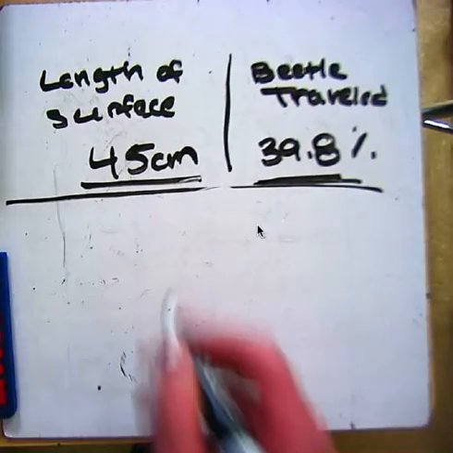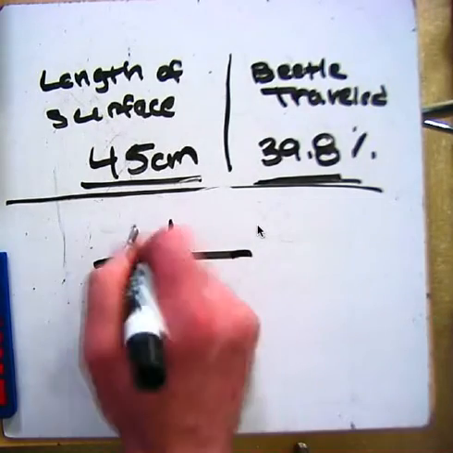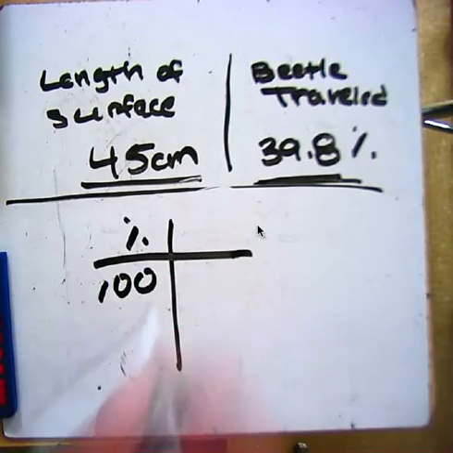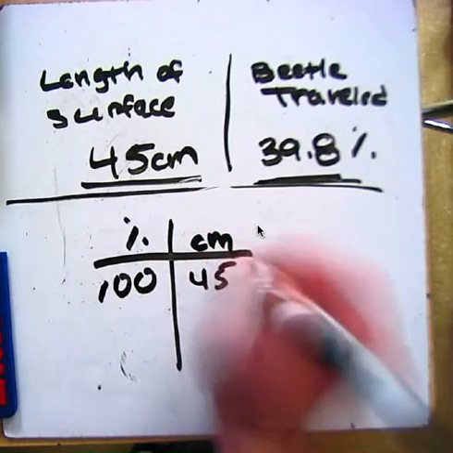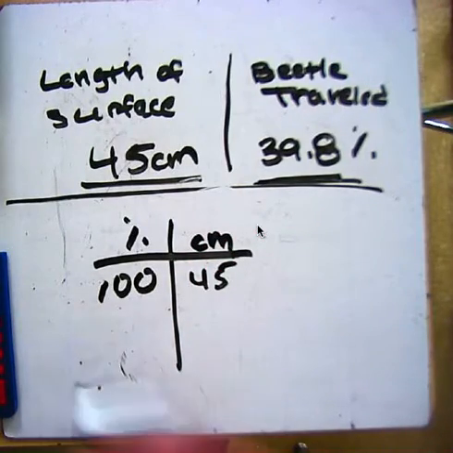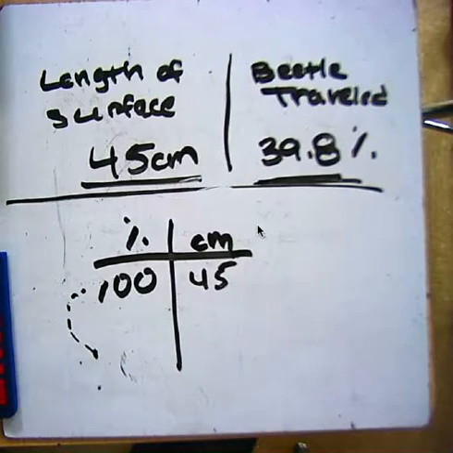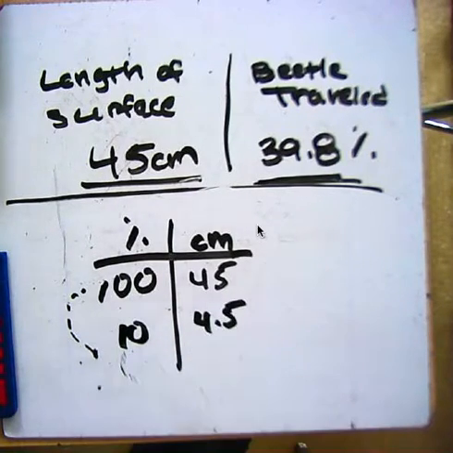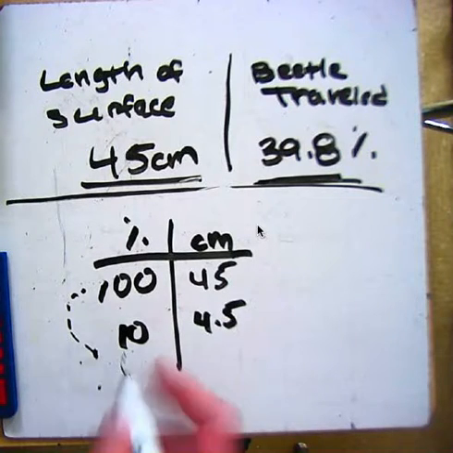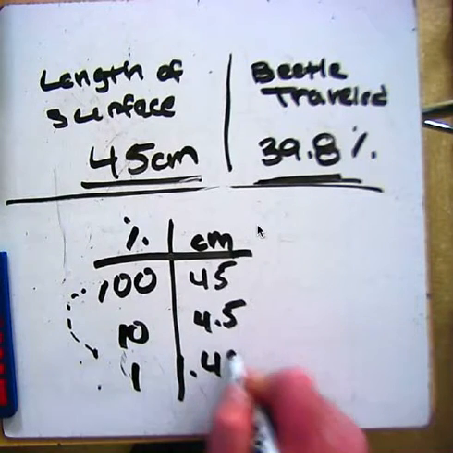Another strategy would be that T-chart model and recognizing what the value of the whole is. So in this case, 100% of the distance would be a distance of 45 centimeters. Our target is to find out what 39.8% is. Well, it's really difficult to go from 100 to 39.8, and I'm not even going to try. But I could go from 100 to 10%. 10% would be 4.5 centimeters. And then I could go from 10 to 39.8, or better yet, I could find out what 1% is. 1% would be 0.45 centimeters.